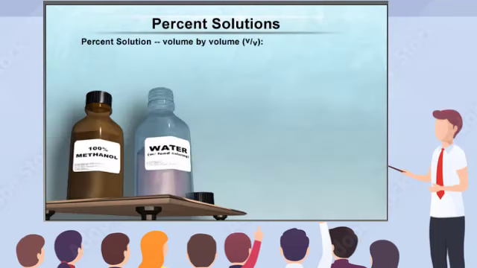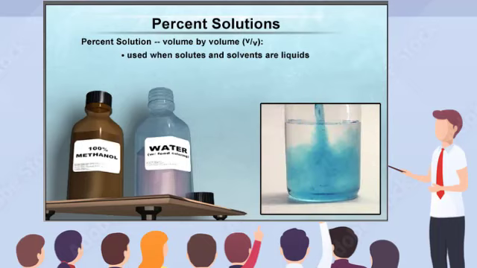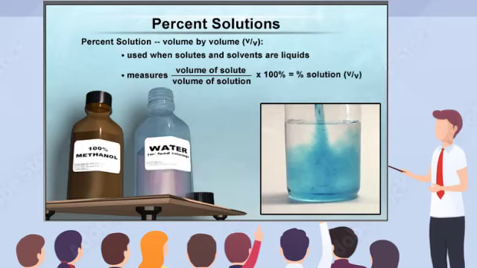Percent solution is the fourth and final way solution concentration will be presented in this program. However, you will learn two ways of calculating percent solution. The first, called percent solution by volume, is rather simple to calculate and is used when both the solute and solvent are liquids, such as methanol and water. Percent solution by volume measures the volume of a solute in relation to the volume of the entire solution. The fraction is converted to a percent by multiplying it by 100%.